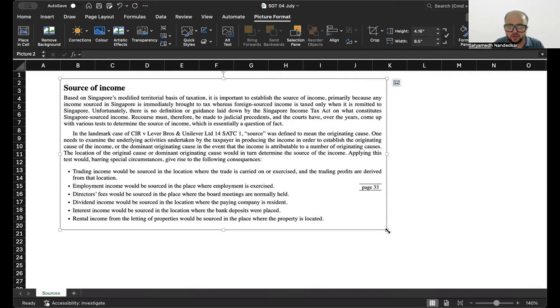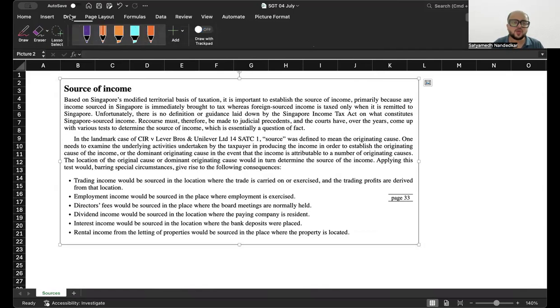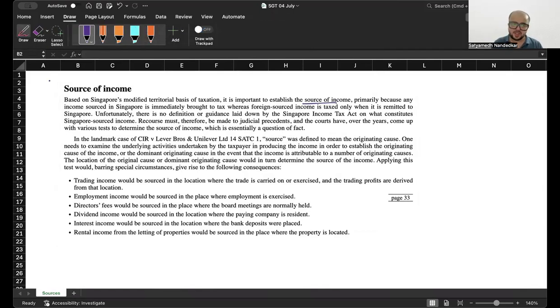Based on Singapore's modified territorial basis of taxation, it is important to establish the source of income, as in where exactly the income is derived from, primarily because any income sourced in Singapore is immediately brought to tax. Income earned in Singapore, which is brought to Singapore. Whereas foreign sourced income is taxed only when it is remitted to Singapore.